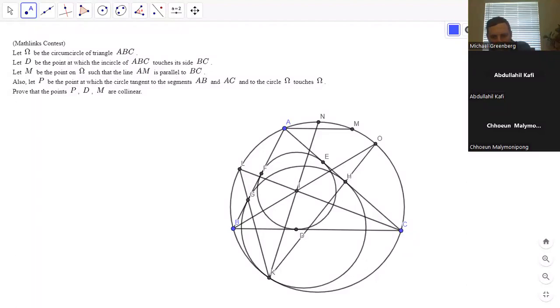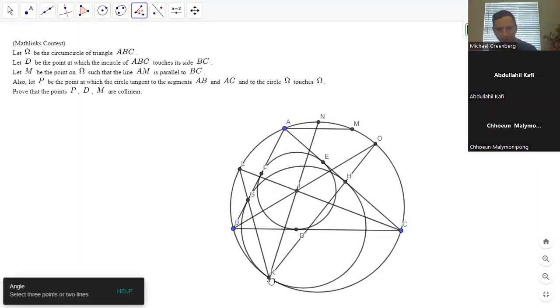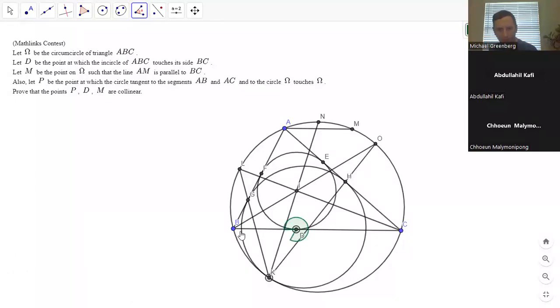And maybe KCI is similar to KDB. Is that right? I don't know about KCI, but let me check it. So KDB equals KCA. Okay, I have found the way. Proof.